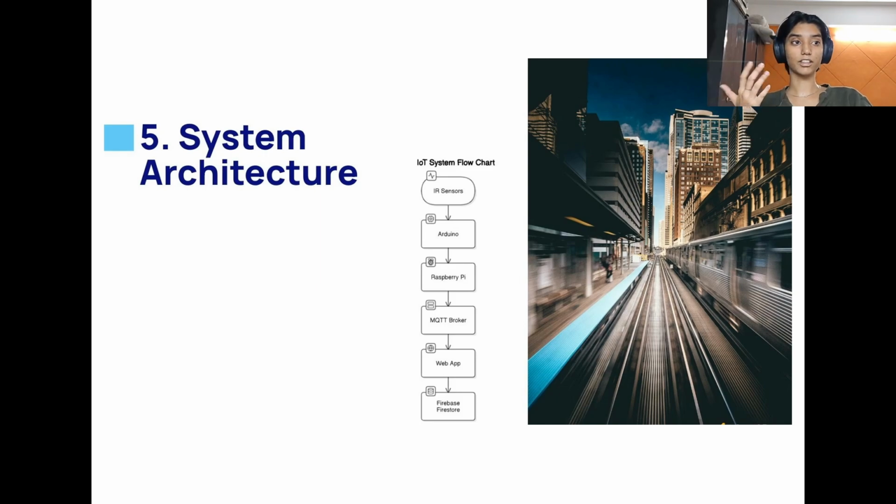Then the system architecture. The IR sensors give the signal. The IR sensors are connected to the Nano IoT 33, which gives those signals to the Nano IoT 33, and then the Nano IoT 33 communicates to the Raspberry Pi through the MQTT broker. I've actually used EMQX for that, and then I have designed this web application, so it helps to shift between the smart and the manual. And then all this data is actually stored in the Firebase.